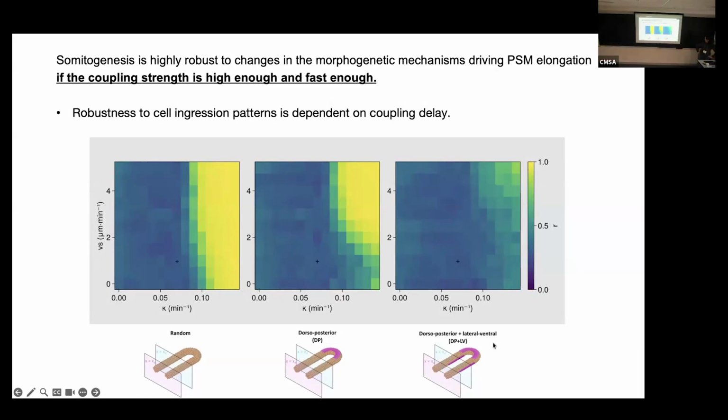What was the coupling delay? The delay is 21 minutes, the measured delay. So what they have done is that they have done DAPT experiments to inhibit cell-cell communication. And then they measure how long it takes for the synchrony of the oscillations to come back. So they calculate that there's a delay of 21 minutes.